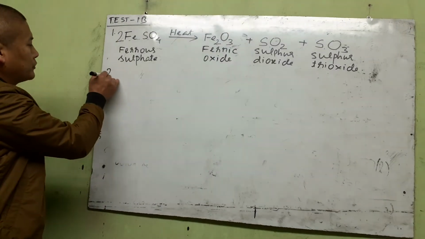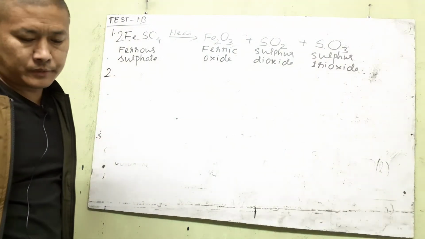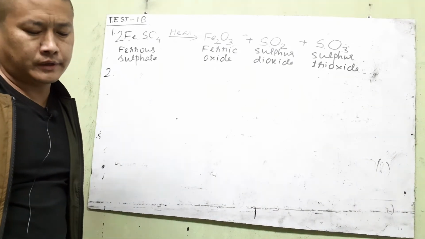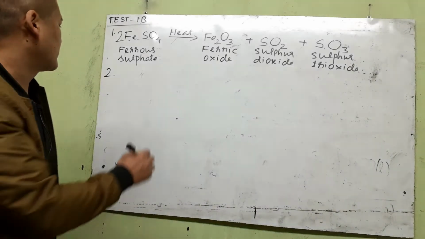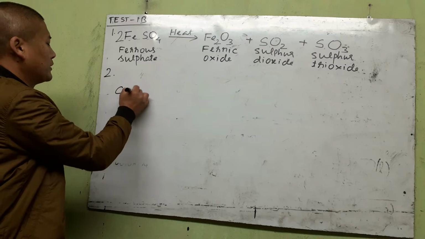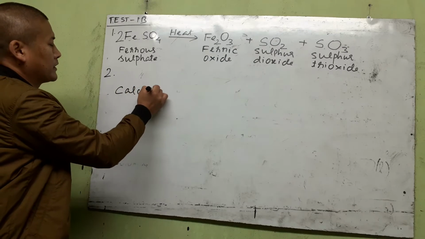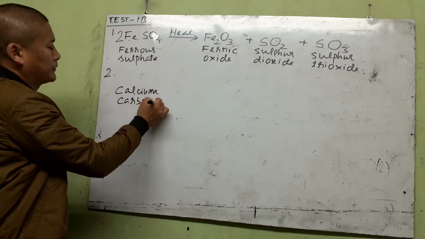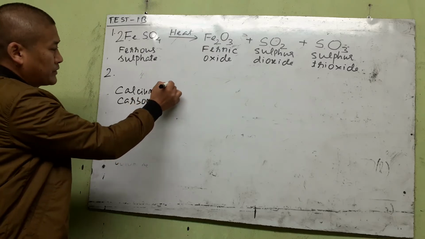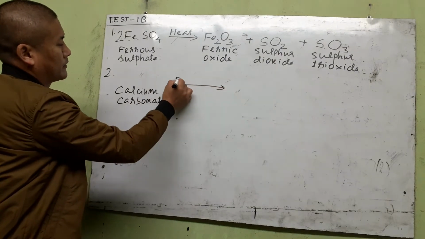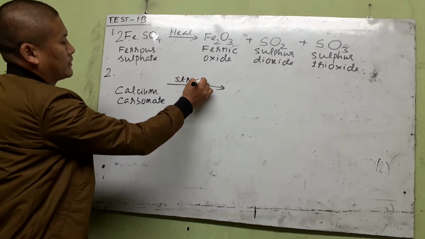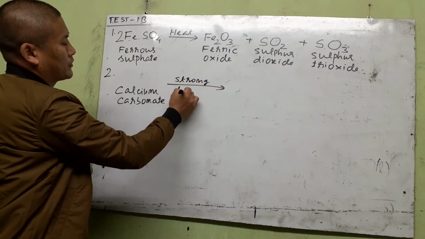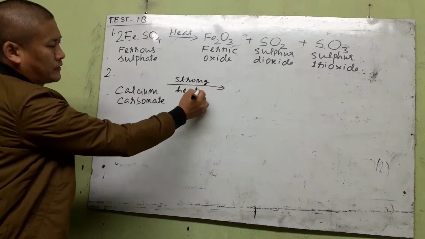The next one, 2. Calcium carbonate decomposes on strong heating to give calcium oxide and carbon dioxide. So calcium carbonate, the big molecule on the left side, again decomposition. So there will be only one big single molecule on the left side, and the condition is we must heat it strongly. So strong heating or strong heat.